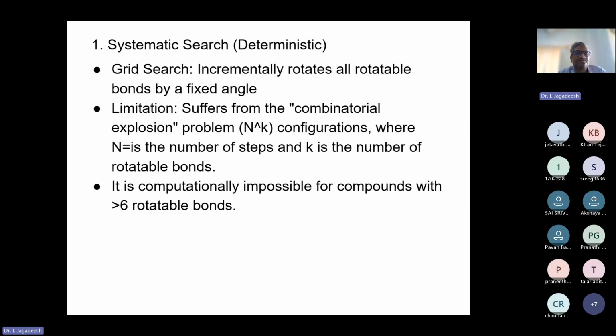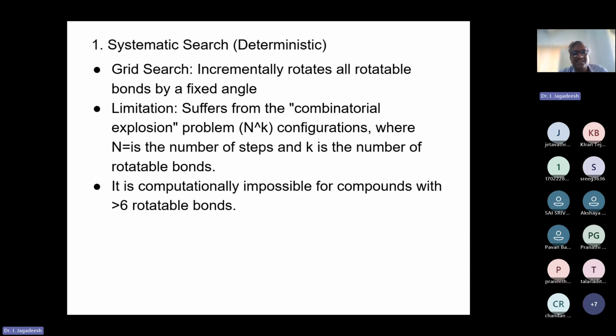and the global minima. So what is the limitation of this particular method? It suffers from the combinatorial explosion problem. We have a number of rotations we can make in 360 degrees, so your configurations will be n to the power of k, where the number is very high, because n is the number of steps and k is the number of rotatable bonds.